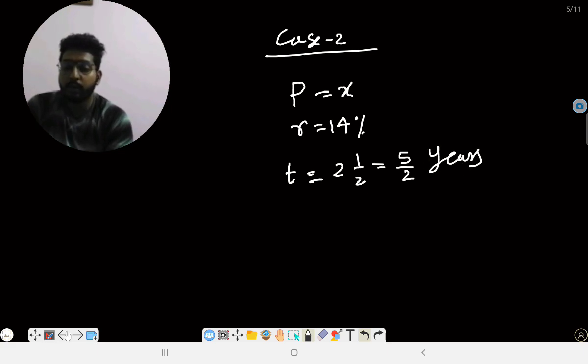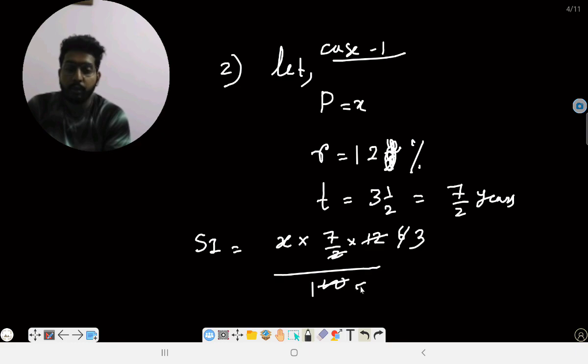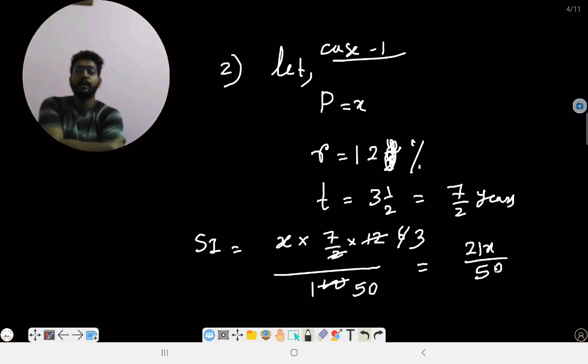Now in both cases you have to first find the SI. So SI will be P into T into R by 100. That means P is x into time into rate by 100. So calculate this one. That will be 6, and by 2 it will be 3, by 2 it will be 50. So it will be 21x by 50. So this is the SI in the first case.